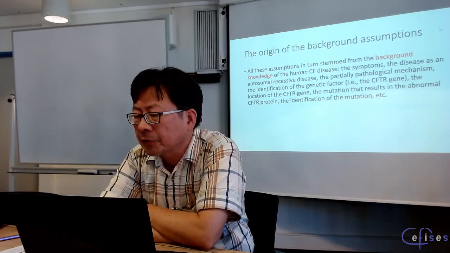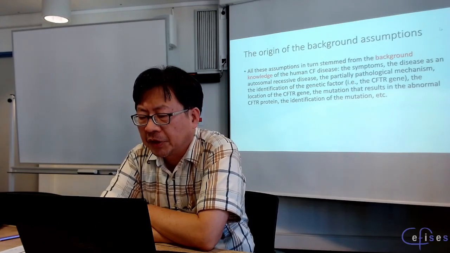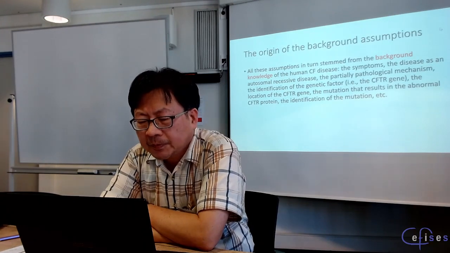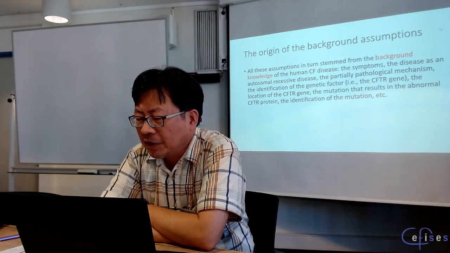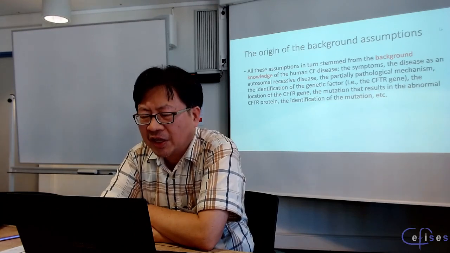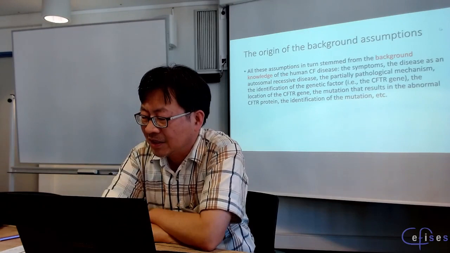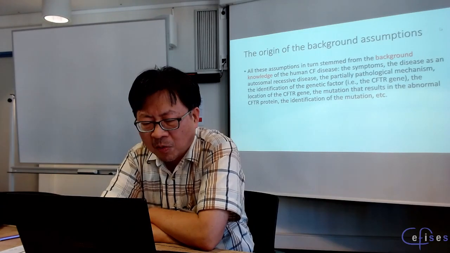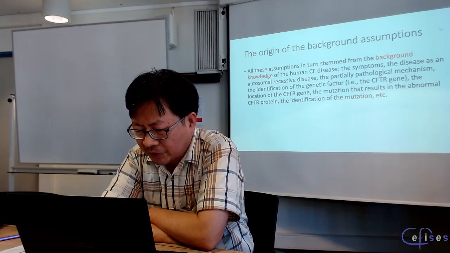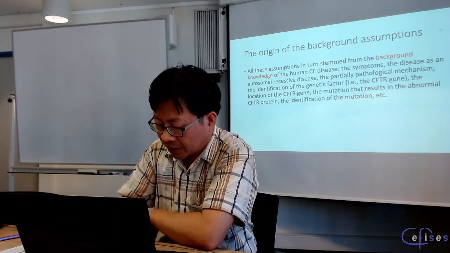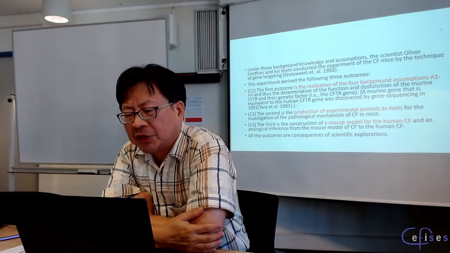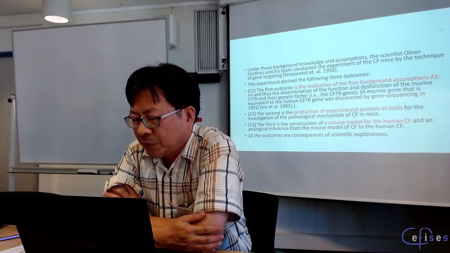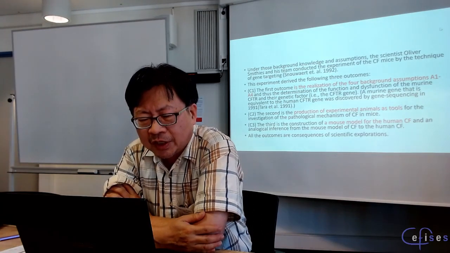All these assumptions in turn stem from the background knowledge of the human CF disease: the symptoms, the disease as an autosomal recessive disease, the partial pathological mechanism, the identification of the genetic factor, that is the CFTR gene, the location of the CFTR gene, the mutation that results in the abnormal CFTR protein, the identification of the mutations, and so on. Under this background knowledge and these assumptions, the scientist Oliver Smithies and his team conducted the experiment of the CF mice by the technique of gene targeting.